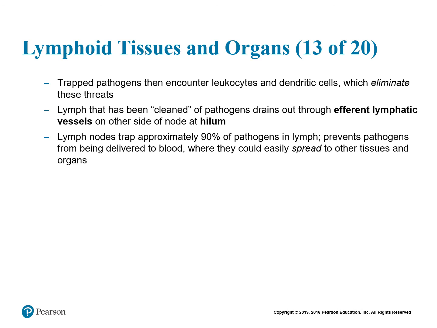So any pathogen that ends up getting trapped in any of these nodes is going to encounter leukocytes and dendritic cells. So these guys are going to eliminate the threats. And I'll talk about some of these processes in one of the future lectures, I think. I'm not sure if it's in this one. But anyway, once this lymph is cleaned, the pathogens are drained out through the efferent lymphatic vessels. Again, these are going out. And again, lymph nodes, they do trap about 90%, so very few things get out of the system.